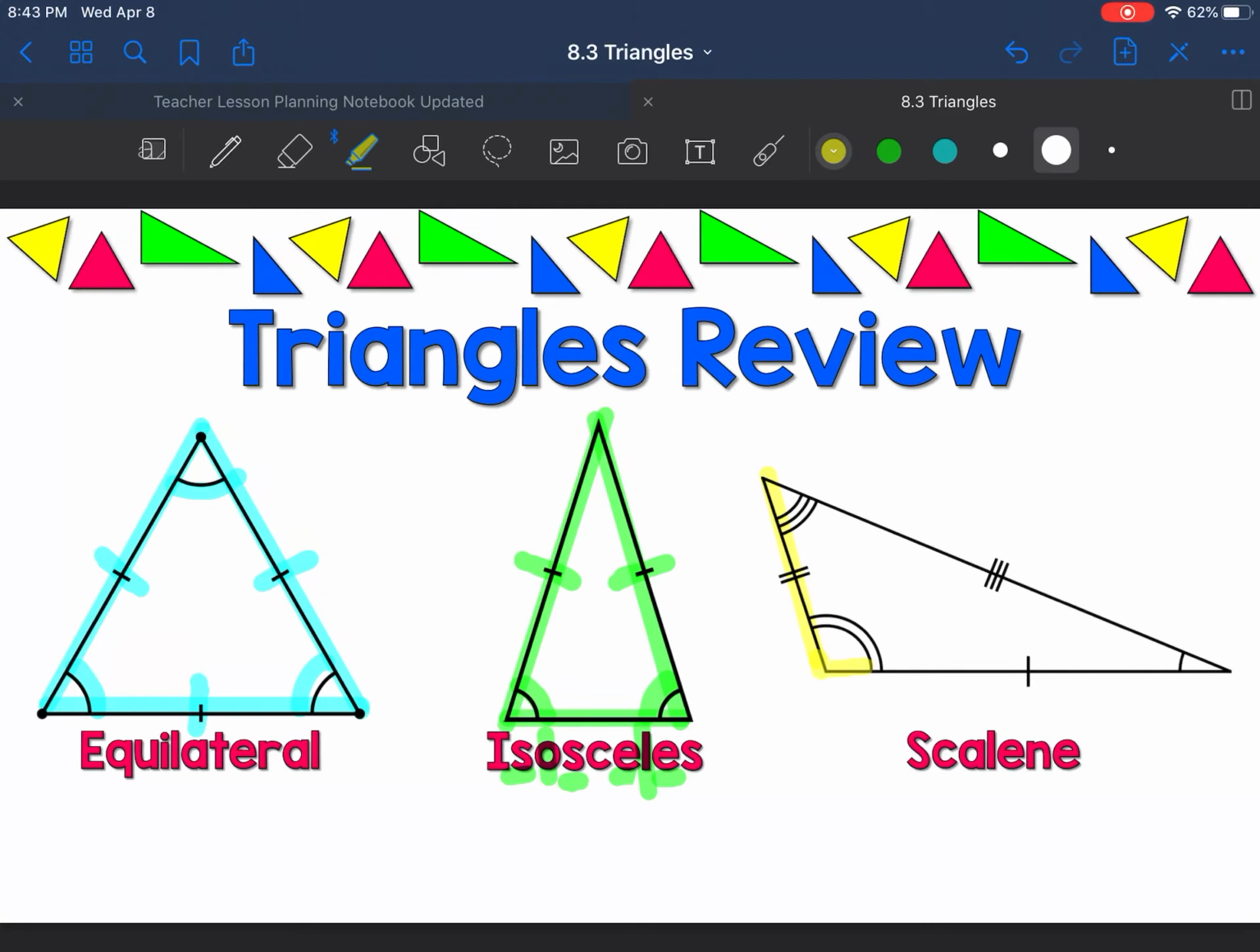And then we come over to the weird one, scalene. Scalene. That sounds like a weird word, doesn't it? Kind of reminds me of like a reptile. It's scaly.